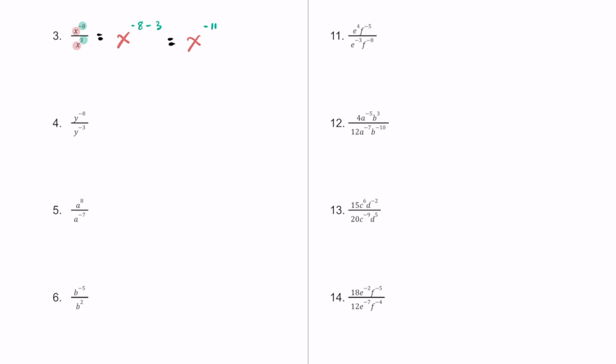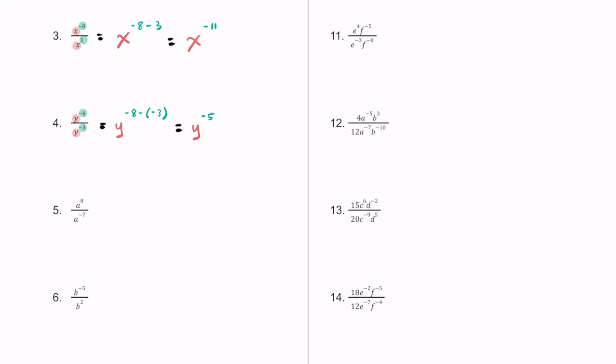Here's number 4. For number 4, we have this y to the negative 8th power divided by y to the negative 3rd power, and they have the same base, so we can use that quotient rule. So let's take that negative 8 and negative 3 and subtract them, or find the difference between them. So rewriting this, we can write this as y raised to the negative 8 take away this negative 3. Now if we're subtracting, again we can add the opposite, so it's negative 8 plus 3, and negative 8 plus 3 is going to equal negative 5, so we can rewrite this as y to the negative 5th power.